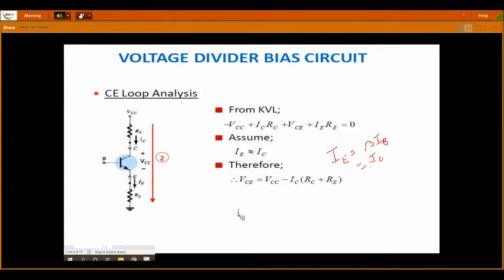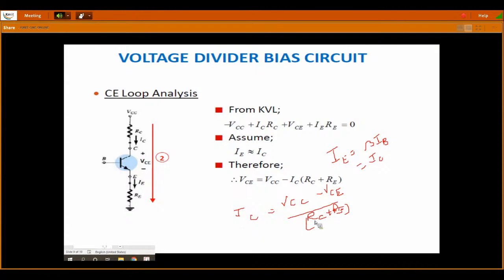So from this we'll get the output current, which is IC equal to (VCC minus VCE) divided by (RC plus RE). Now just verify your collector current. This collector current doesn't depend on the beta value.